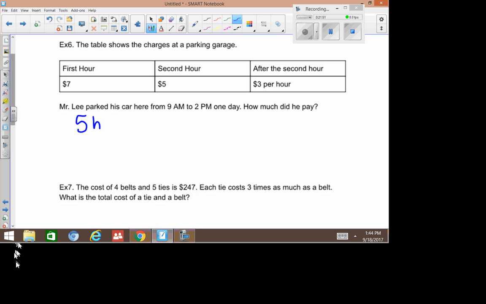So, for 5 hours, what does my first hour cost? $7. Okay, so $7. What's the second hour cost? Okay. So, I did the first hour. That left me with 4 hours left, right? Then I did the second hour. That leaves me with 3 hours left. How many is it for each hour after the second, Trey? Would it be like 3 and 3 and 3? It could. Well, I could do 9. I could count by threes 3 times and get 9, right?